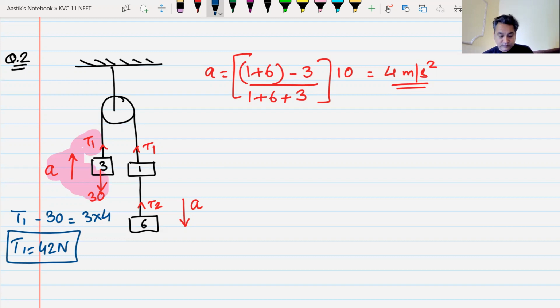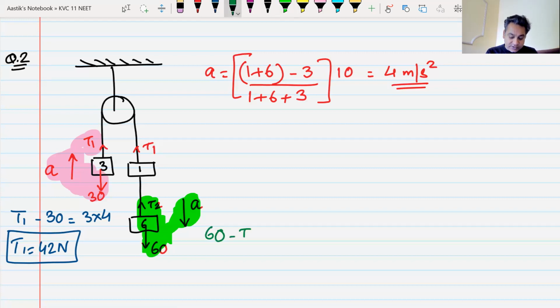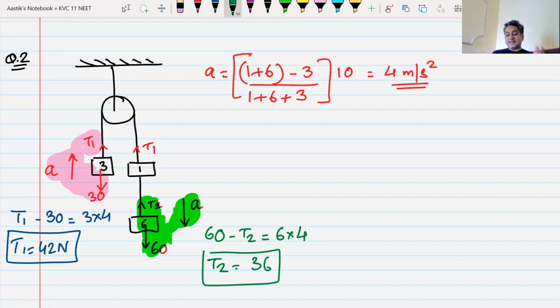T2 equal to 36, sir. How did you get T2 equal to 36? So we draw the free body diagram. This is 60. Remember, it is moving down. So what is the equation, bacha? M3G minus T2 equals M3A. That means 60 minus T2 is equal to 6A. A is 4, we have already calculated that. So T2 becomes 60 minus 24, and that is equal to 36. Well done. Everyone understands this, how it is done?